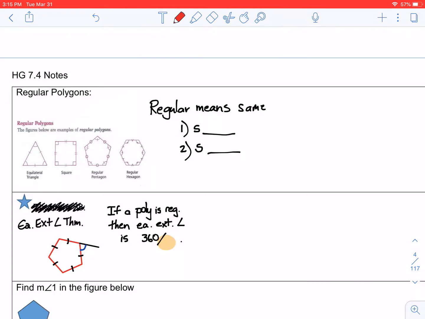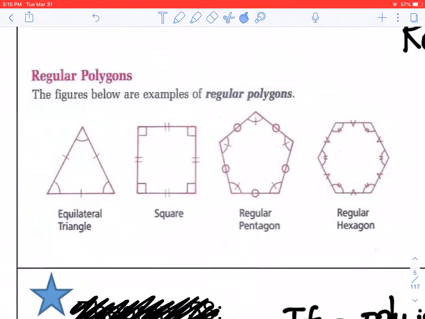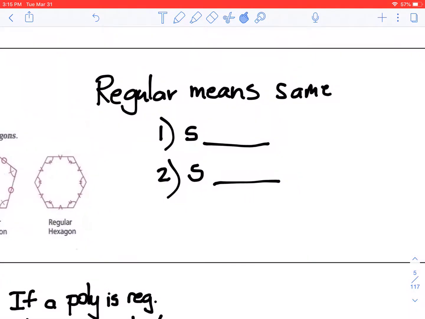All right, starting up. Here we have 4 basic common regular polygons. Notice they all have 2 similar characteristics. That is, in each shape their angles are all congruent, and in each shape their sides are all congruent to each other. So what does it mean to be regular?